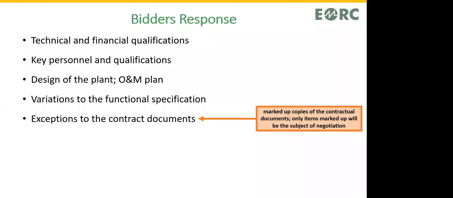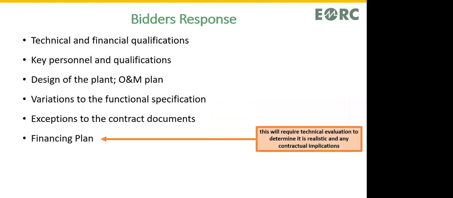Exceptions to the contract documents, so marked up copies of the PPA and the site lease, and those are the only clauses which you are going to negotiate with them if they are the preferred bidder. A financing plan, because very often financing plans have complexities built into them. You're now involving a third party, probably a bank or other lending agency, who might have their own conditions. So you want to understand what the financing plan is and whether that has a knock-on effect to the negotiation of the bid.